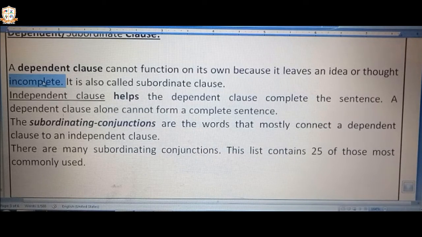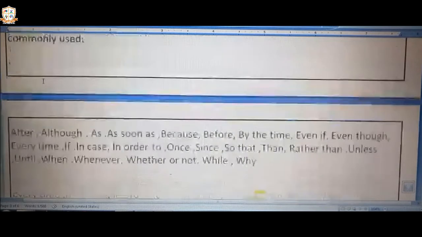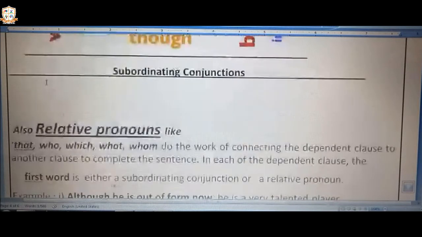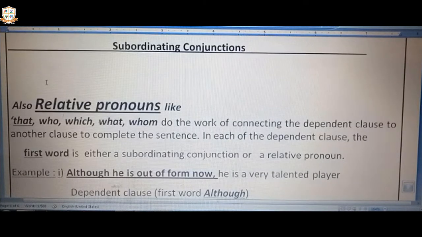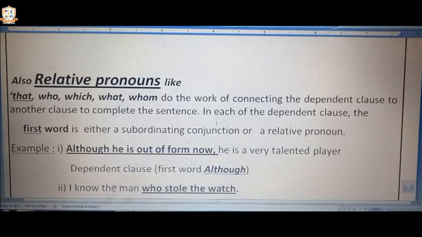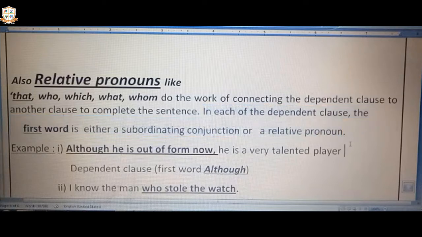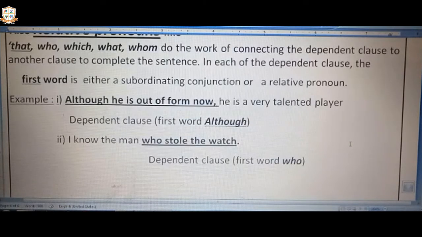So what to do? We have to depend now on subordinating conjunctions like as long as, when, while, because, where, although, and relative pronouns like who, that, which, to make a complete meaning in a sentence where there is a dependent clause. We have to remember that in each dependent clause, the first word is either a subordinating conjunction or a relative pronoun. If we look at the example, we will understand it very well.